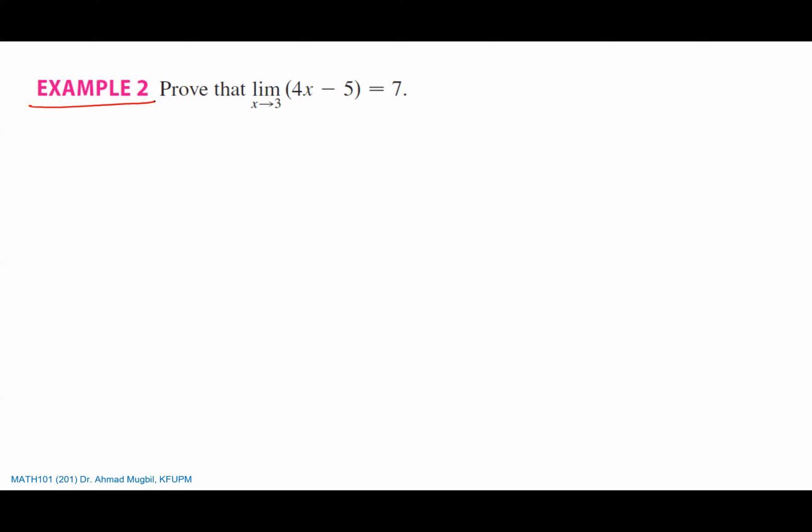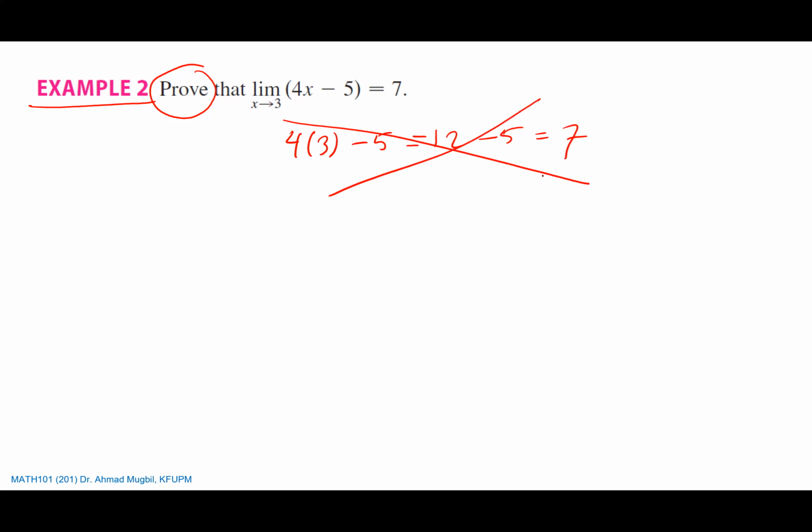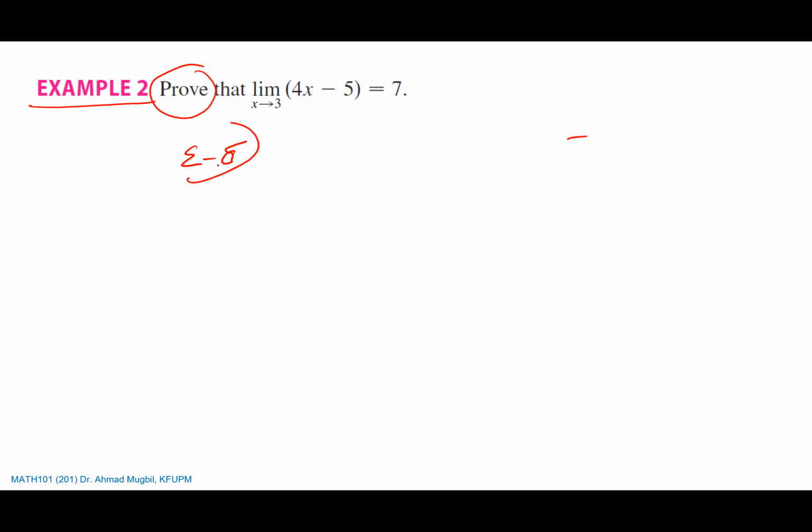In example 2, this kind of problem, you will call it proving. You need to prove that this equals 7. But if you did this, you said it is 4 times 3 minus 5 equals 12, 12 minus 5 is 7. This is not proving. This is calculating. You are finding the limit. So I know that it is 7, but I want you to prove for me that it is 7 by using epsilon and delta. So you have to use the precise definition of delta and epsilon.